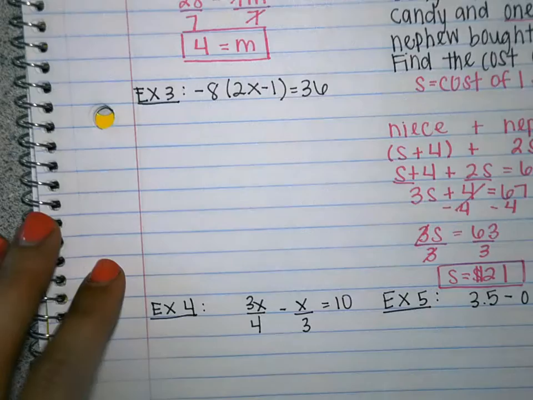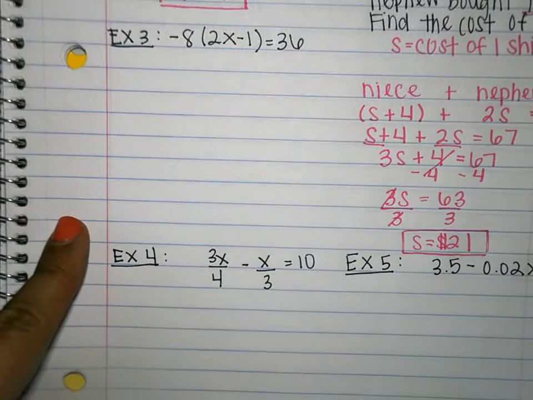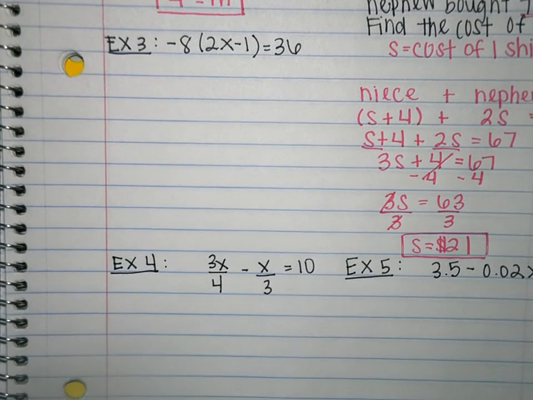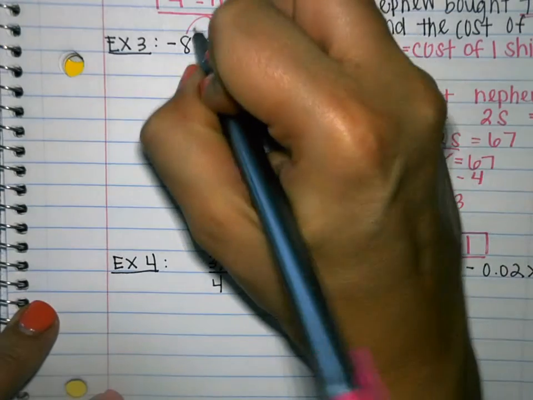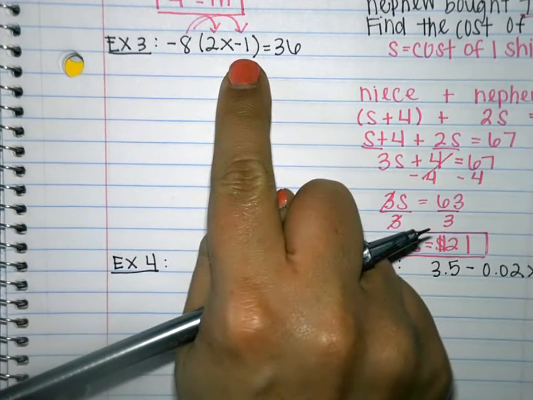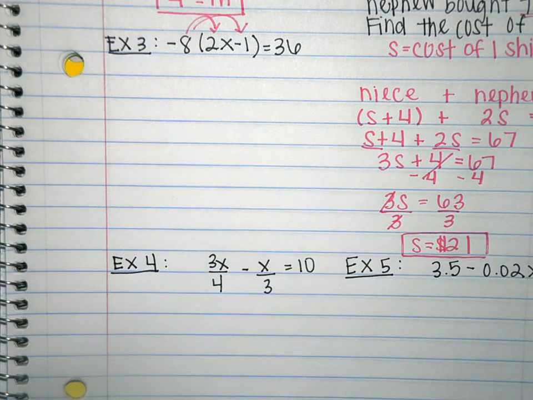Example 3. -8 times 2x minus 1 equals 36. So in this problem, there are still no decimals or fractions, so I'm going to go into distribute and combine like terms. In this problem, there is distribution that we can do. So distribute the -8. And I'm just going to multiply here instead of writing it all out like we did yesterday.